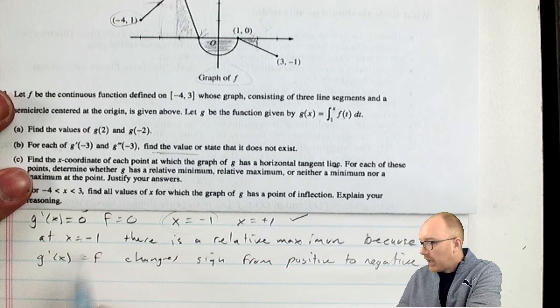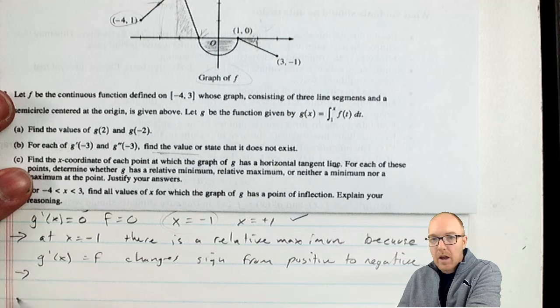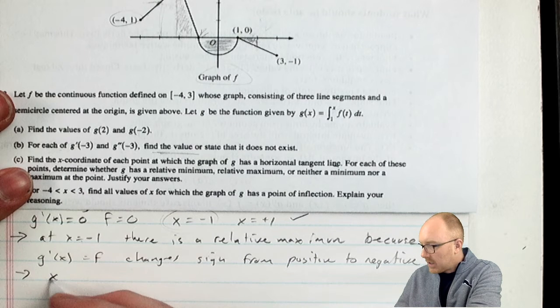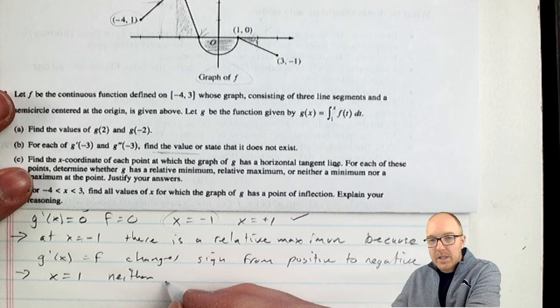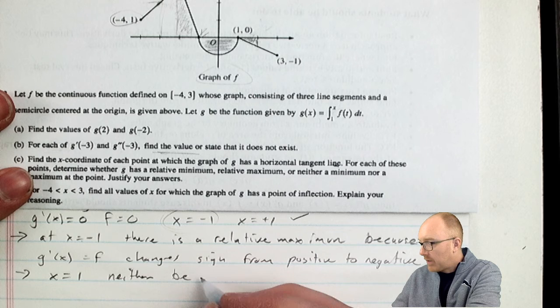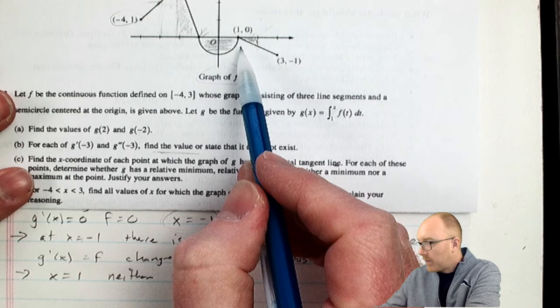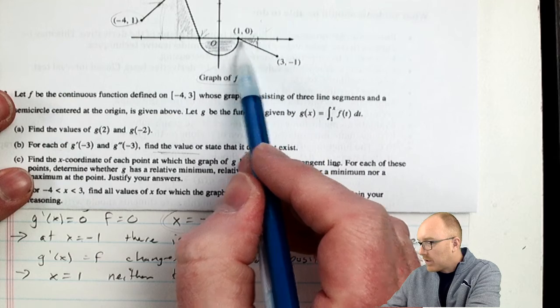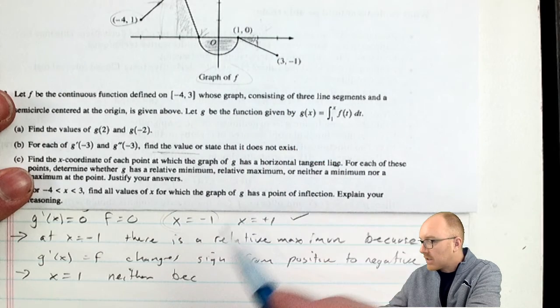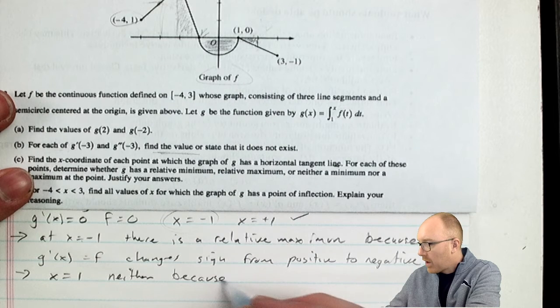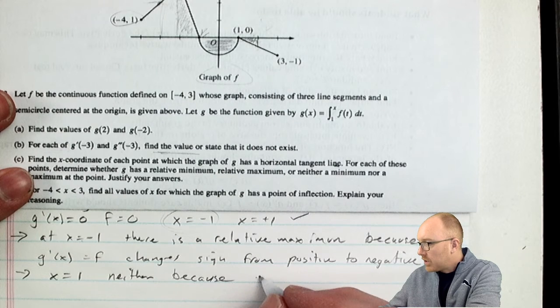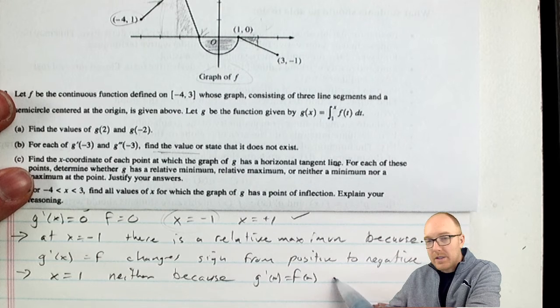All right, and the second part of that is x equals +1. This is neither. And the reason is because G prime does not change sign. G prime is negative here, and G prime is negative here. This does not cross the x-axis. F is not changing signs, which is G prime. Because G prime, which is F, does not change sign.